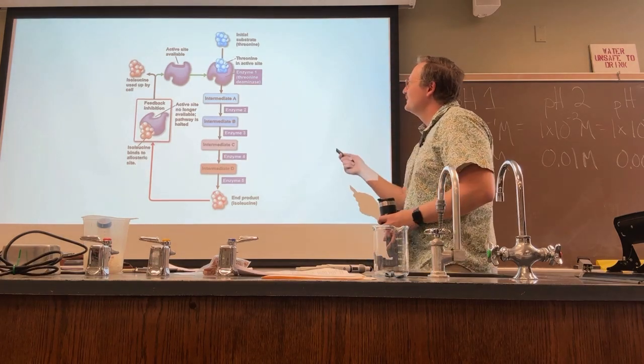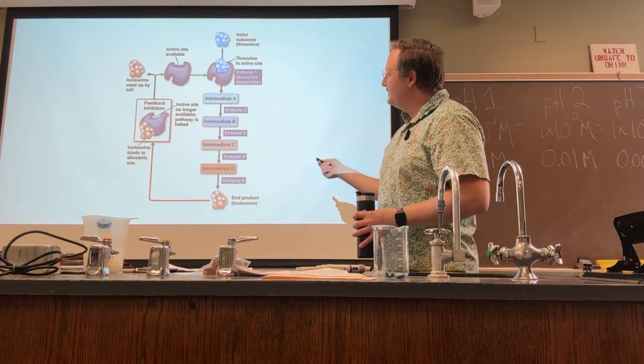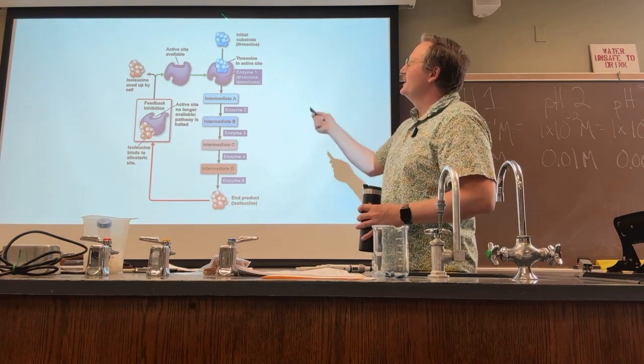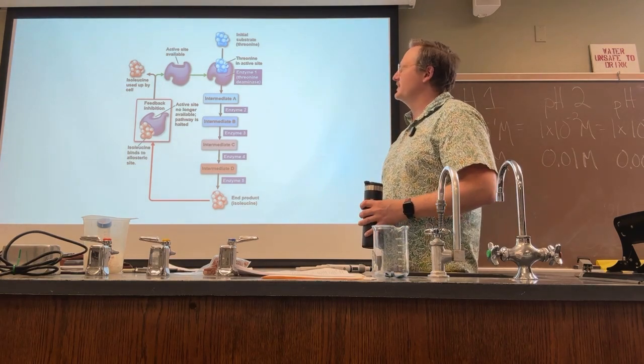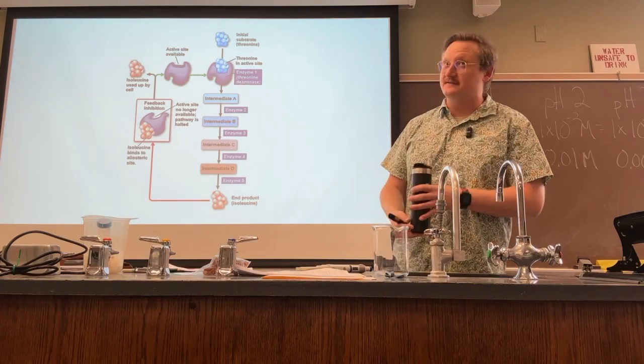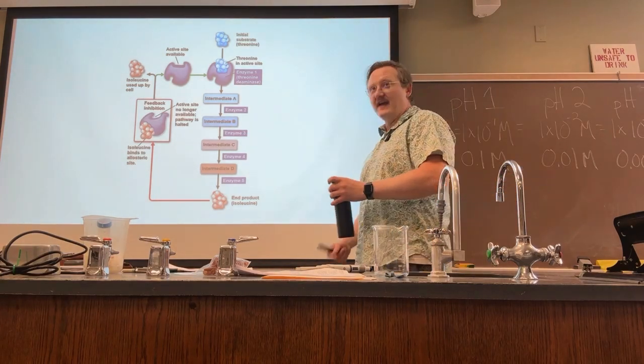Let's take a look here. Enzyme 1, enzyme 2, 3, 4, and 5. There are 5 enzymes in this pathway. Initial molecule's up here. It's a molecule called threonine. What's threonine? It's 1 more than 2-anine and 1 less than 4-anine. Don't worry about it. Thank you.